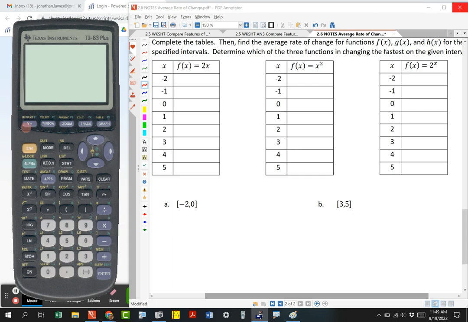Okay, everybody watch. If you haven't done this before, we can make this really easy. We've got to complete all of these tables. So I'm going to clear this, and I'm going to type in 2x. Then I'm going to do x squared. And then I'm going to do 2 raised to the x. Everybody got those? Okay, mine looks crappy, but it's still going to work.